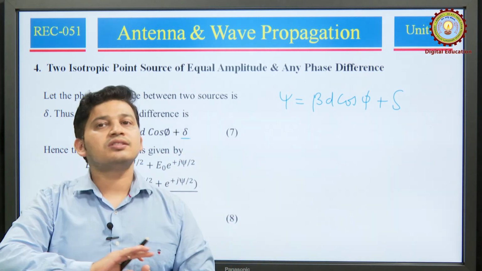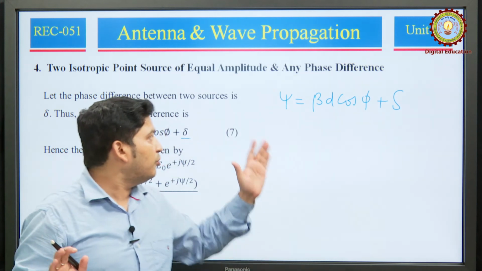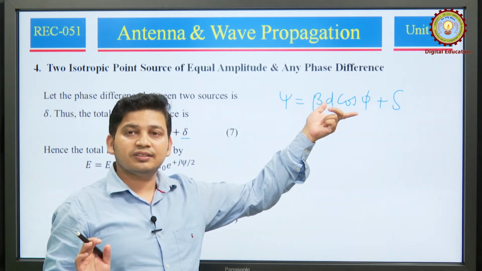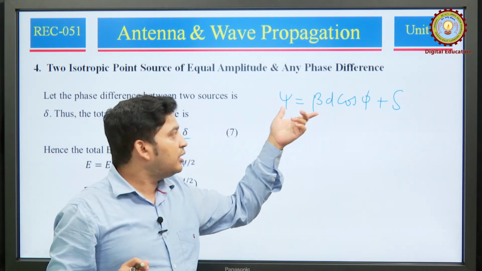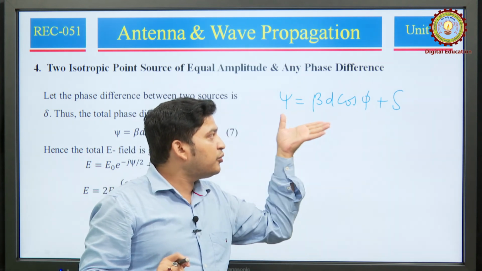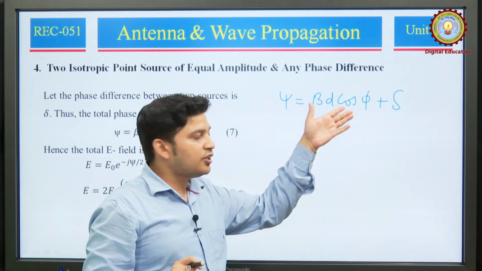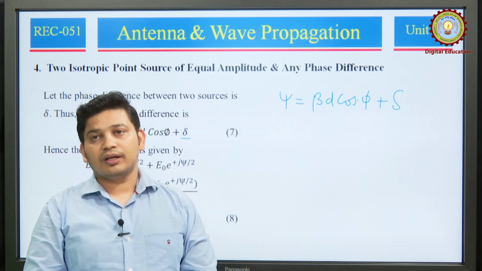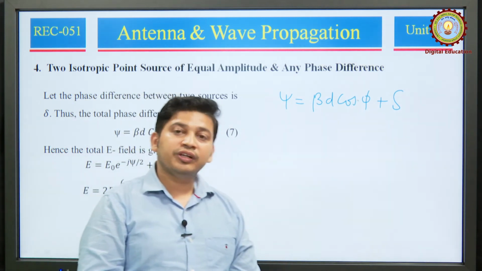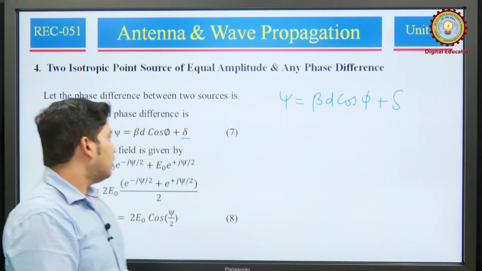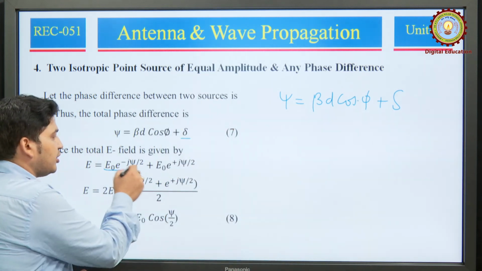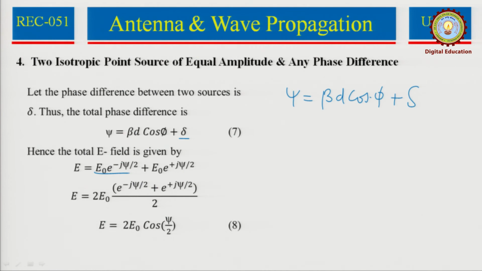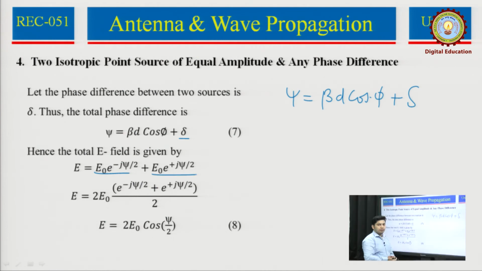The rest of the scenario is similar, because the only change is the phase difference. So, from now onward you have to consider the phase difference not only as beta d cos phi, but as beta d cos phi plus delta. Okay. So, this way you have to rewrite this again. So, again from point source 1 we have E naught e to the power minus j psi by 2, and from point source 2 we have E naught e to the power plus j psi by 2, okay.